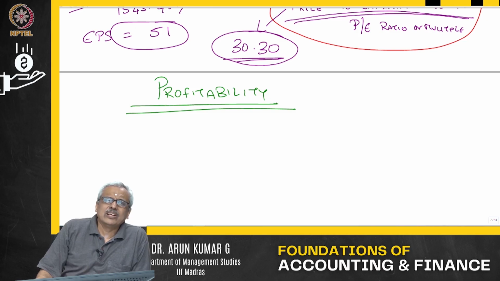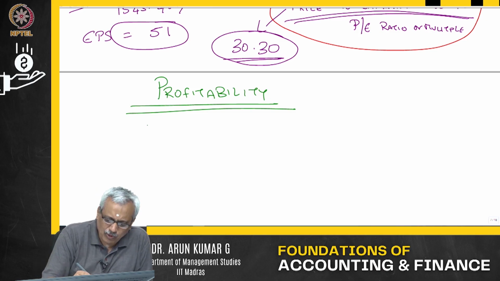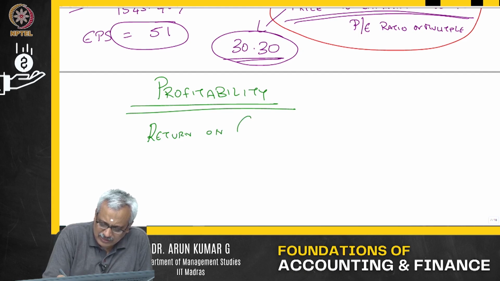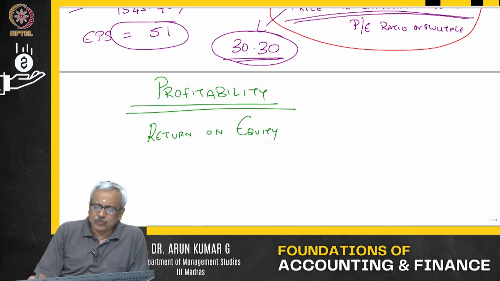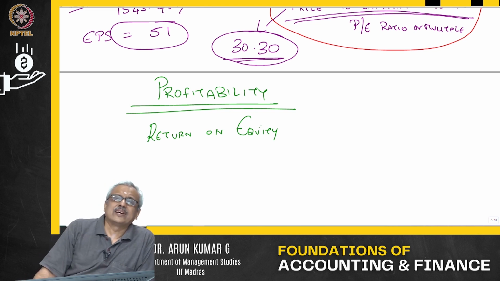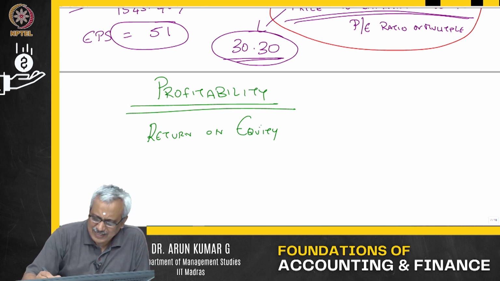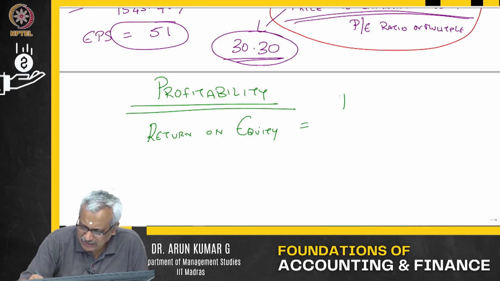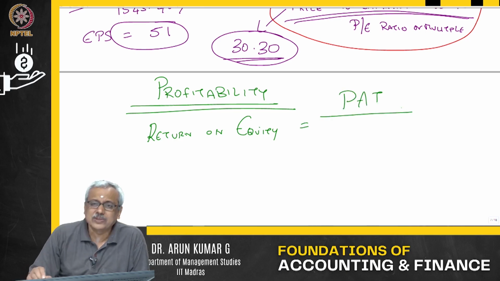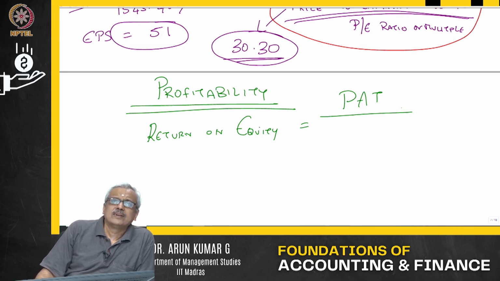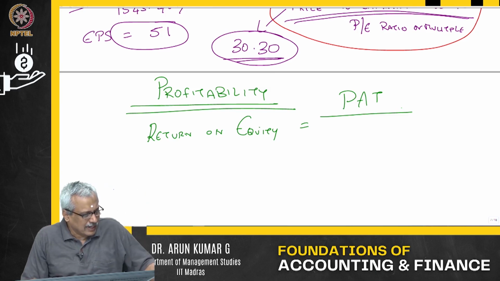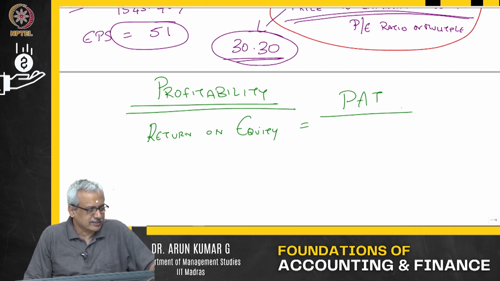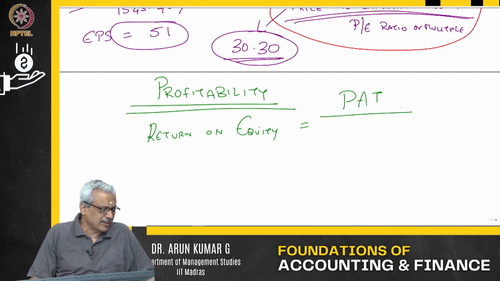The first and foremost thing we look at is return on equity. The equity holders are interested in the return that they are getting. What is the money belonging to the equity holder? PAT is the money that belongs to the equity holders in this particular case. Return on equity.